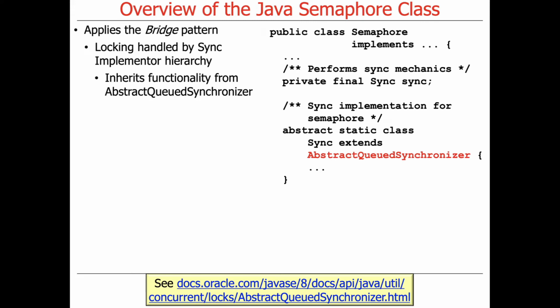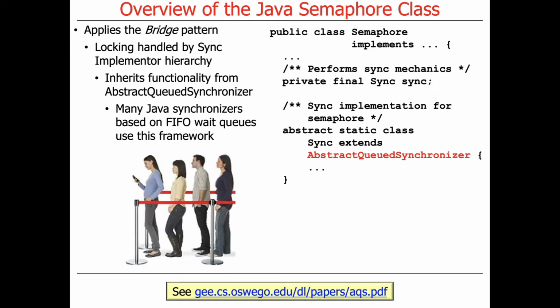This is a framework that's used for a bunch of things in Java where you need to have FIFO wait queues. And I think you all know what a FIFO wait queue is. It's like waiting in line at a movie theater or at the TSA checkpoint. It means first in, first out. So whoever gets there first is the first one to be serviced, and the next person is the next person, and so on and so forth.